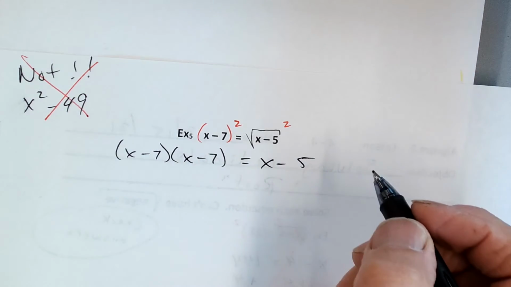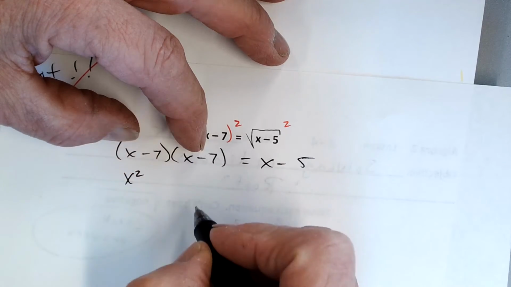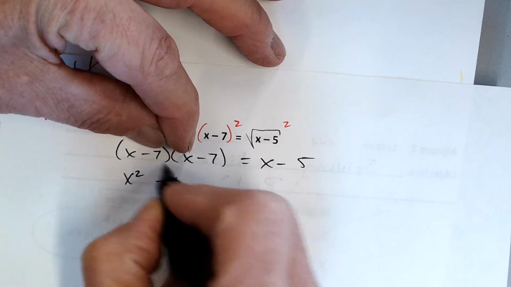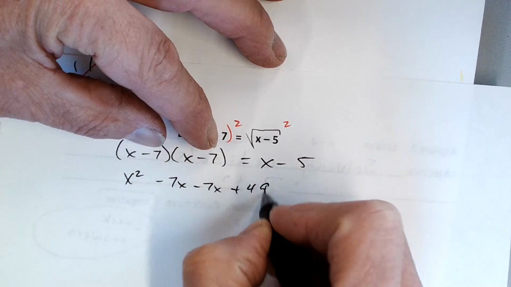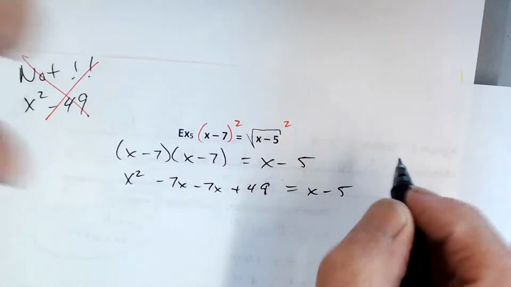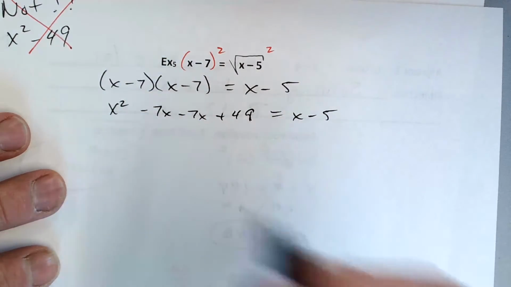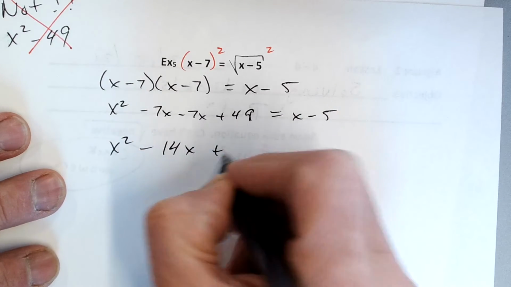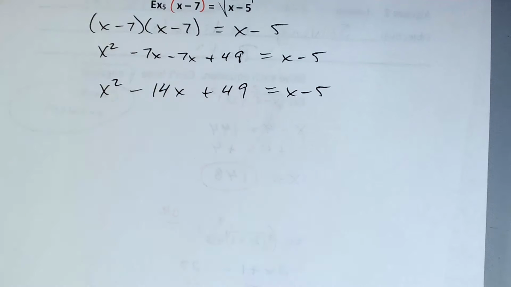Okay, well, let's see. That becomes x times x minus 7x minus another 7x plus 49 equals x minus 5. Oh, I think we did this problem in the warm-up. Let me keep going with this, okay? I think I did that on purpose, huh? x squared minus 14x plus 49 equals x minus 5, right? Does that look familiar? We did that one, didn't we? You guys remember doing that one in the warm-up? Yep.